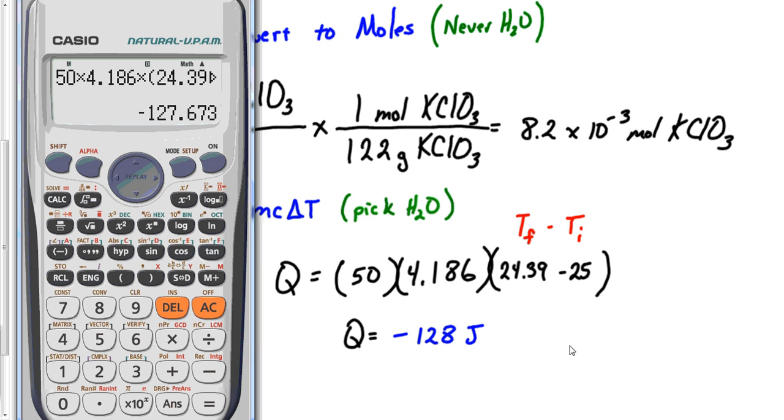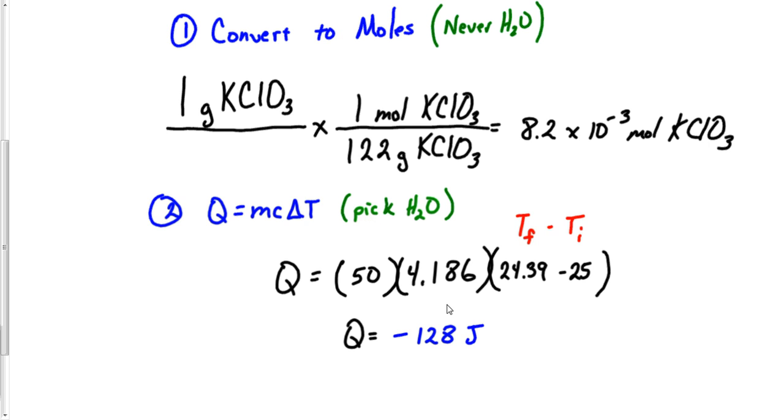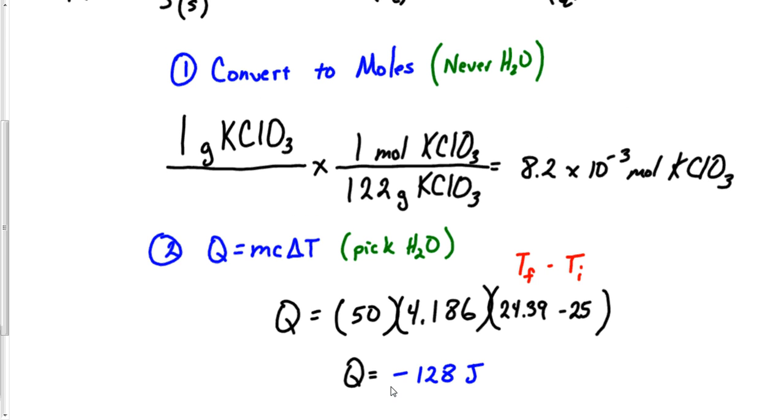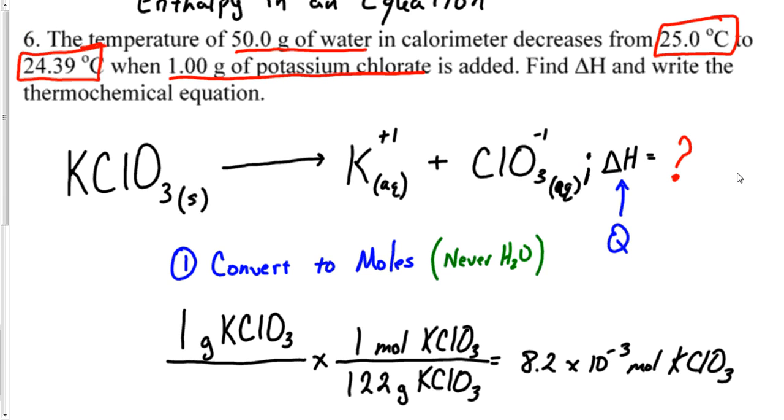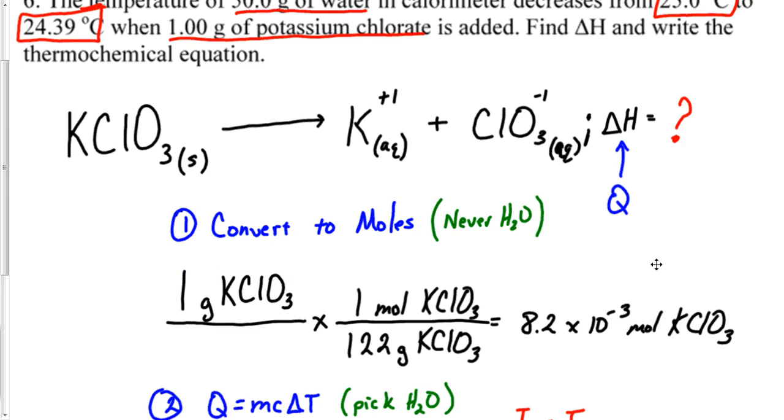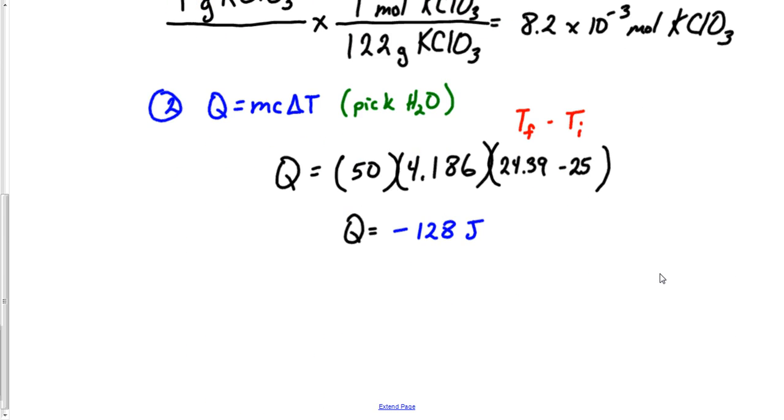Now, here's the thing. This problem didn't ask you to find Q. It asked you to find delta H. Now, you're probably looking at this going, well, doesn't delta H stand for heat? No. Q stands for heat. Delta H stands for heat in a reaction. That's why it's got this sexy name called enthalpy. They're basically the same thing. But here's the difference.